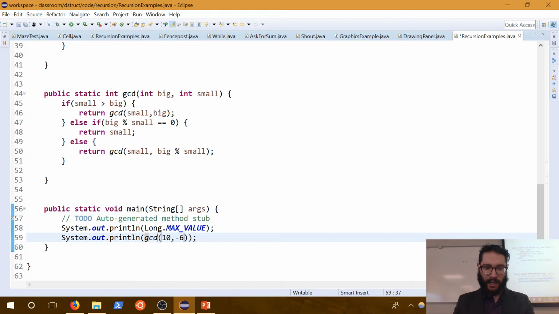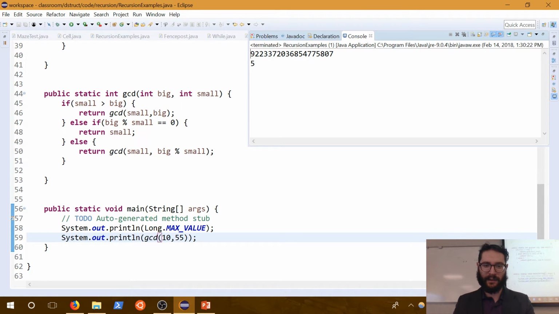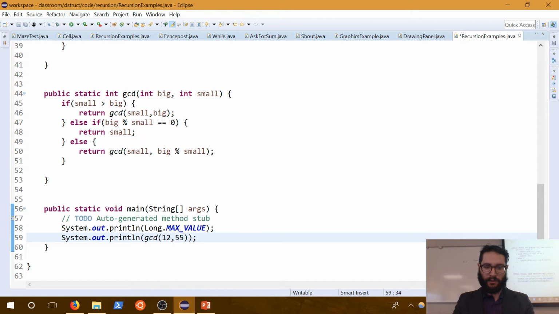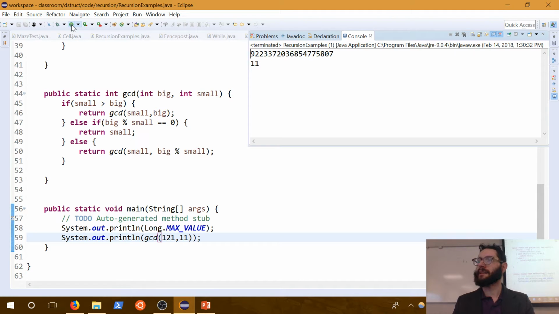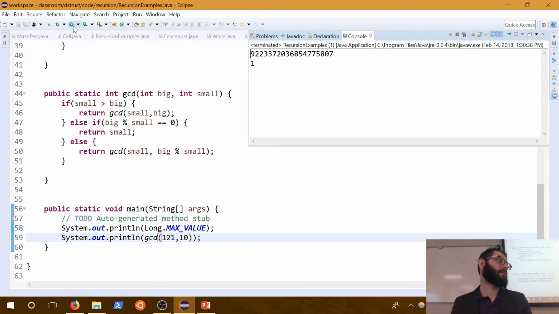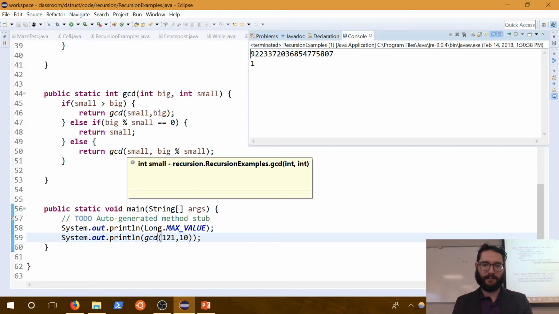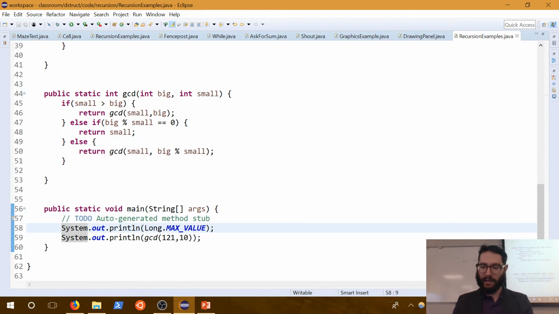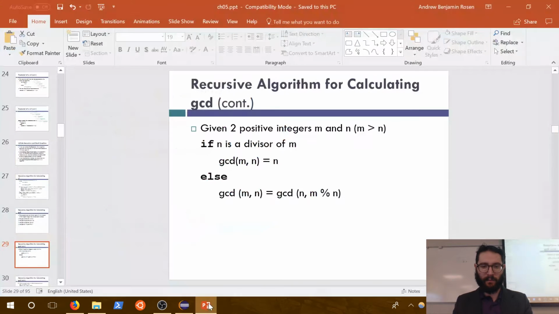GCD of 10 and 55, right? So it's going to flip those around for me and say, oh, the biggest thing they have in common is 5. So 121 and 11 should return 11 because that's 11 squared. 121 and 10, the biggest thing they have in common is 1. So this works fairly well, I'd say. And it's a recursive algorithm, and it's fairly simple to use here.